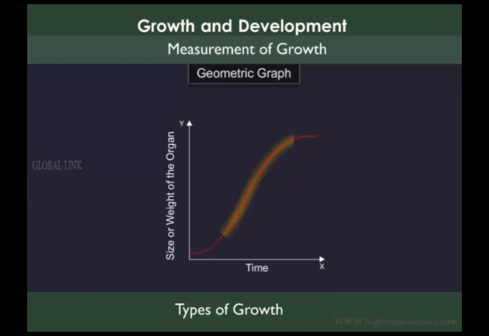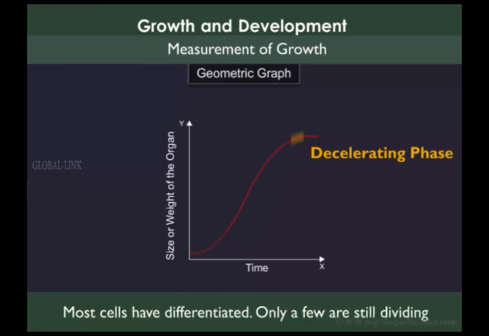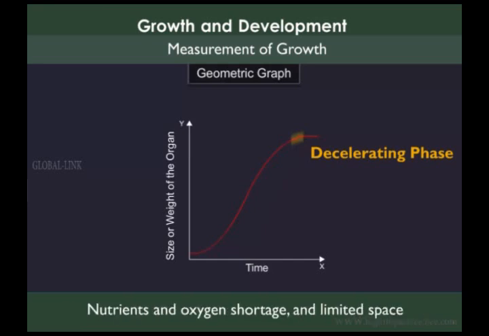Then the growth starts to slow down at the decelerating phase. Here, most cells have differentiated, and so only a few cells are dividing. There is also a shortage of nutrients and other factors such as oxygen. There is limited space, and also there is buildup of metabolic waste.